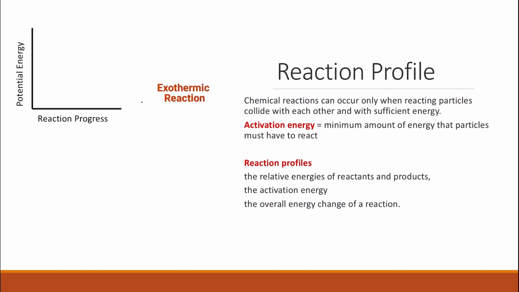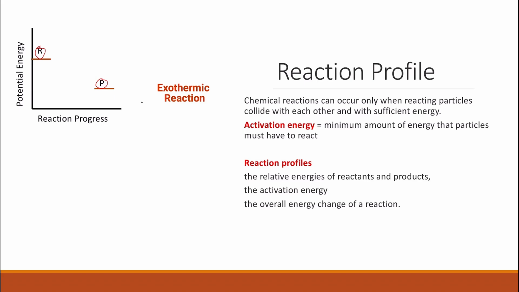So let's have a look and see how we can draw the reaction profile for both types of reaction. Let's start off with the exothermic reaction. The reaction profile is a graphic representation of the relationship between the potential energy and the reaction progress. So we start off by drawing the level of energy for both reactants and products. For exothermic reaction, we know that the energy of reactants is higher than the energy of the products. So we represent the energy of reactants by the letter R and the energy of products by the letter P.